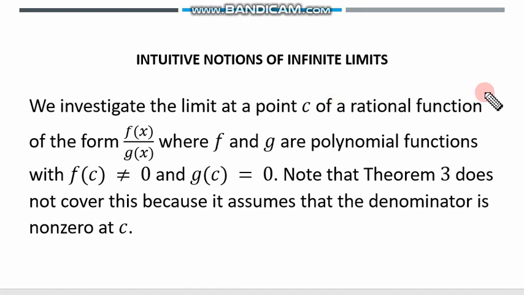So the intuitive notions of infinite limits: we investigate the limit at a point c of rational functions of the form f of x over g of x, where f and g are polynomial functions, with f of c not equal to 0 but g of c equal to 0. Note that Theorem 3 does not cover this because it assumes that the denominator is non-zero at c. We can also use the indeterminate form 0 over 0 here.